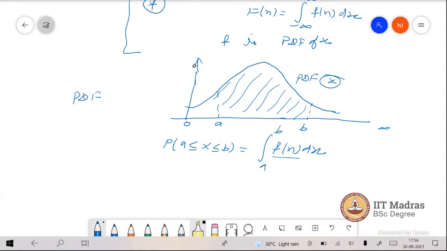Okay, so this will give you the probability within the interval A to B. Just integrate the PDF function in the range A to B.